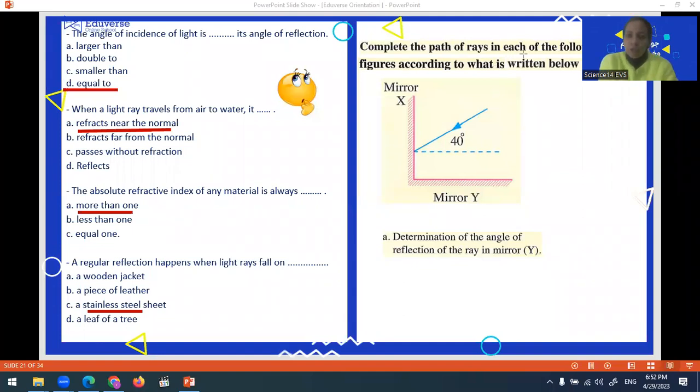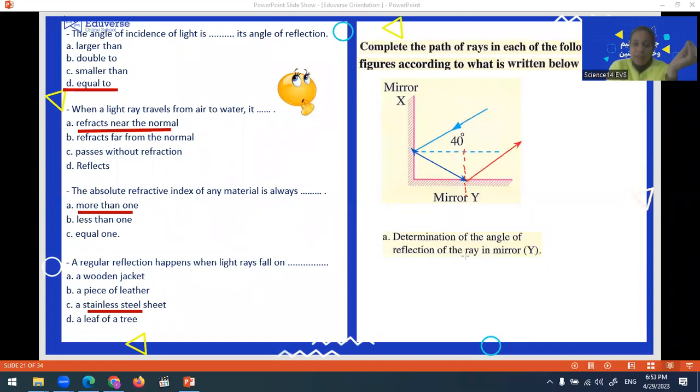Complete the path of rays in each of the following figures according to what is written below. For example, I want the determination of the angle of reflection of the ray in mirror Y. So this is the incidence, this is reflecting surface 1, which is called X, and I will draw, for example, like this. It will fall on the other reflecting surface. Okay, let's complete the drawing. Let's draw a normal here for this ray. It will be reflected on the other side like this.